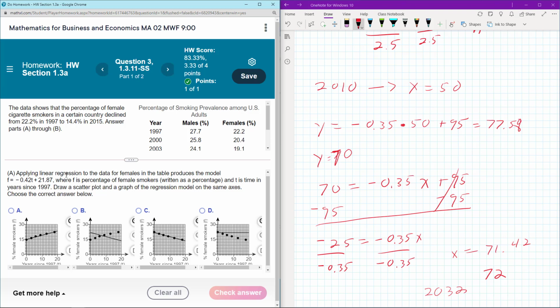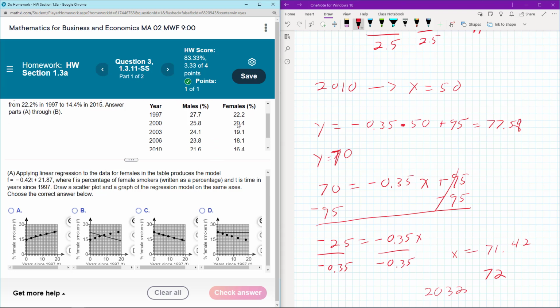Here, apply linear regression to the data for females in the table. Applying the linear regression produces this model: F is equal to negative 0.42t plus 21.87, where F is the percentage of female smokers, and t is in years since 1997. So 0 corresponds to 1997. And now we want to draw a scatter plot and graph the regression model on the same axes, and of course we want to choose the correct axes below.